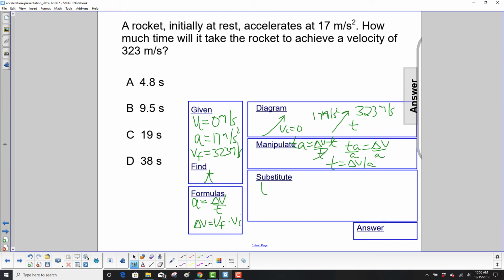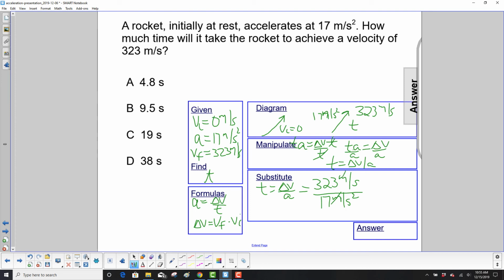So now we're ready to substitute. Time is delta v over a. We found delta v, that's 323 meters per second. Divide that by the acceleration, I think they gave it to us, yep, 17 meters per second squared.